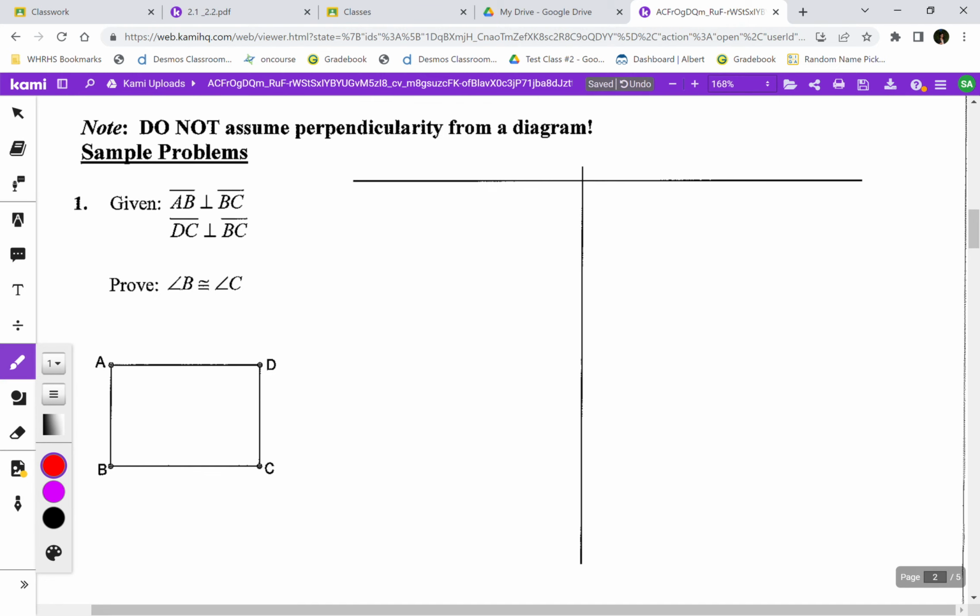Are we allowed to assume perpendicularity in proofs? No, just because it looks like two lines are perpendicular, we cannot assume that they are perpendicular. So let's go through this given information. We'll make conclusions and mark up our diagram. So in our proofs, the first thing we always write is our given information. So I'm going to go ahead and write that out.